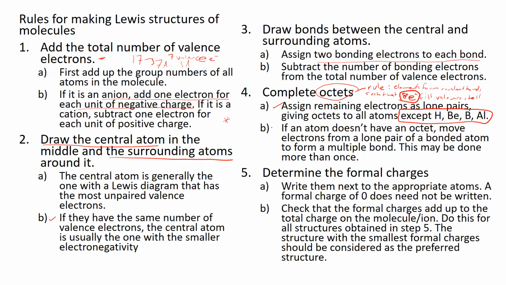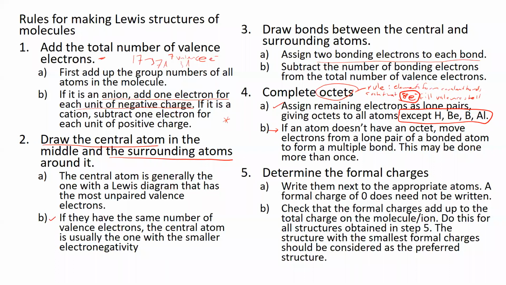If an atom doesn't have an octet at that point, and remember, we're filling electrons first on the elements that are more electronegative, because the more electronegative elements are the ones that are going to want the electrons more, then we can move them around afterwards if some atoms don't have octets.